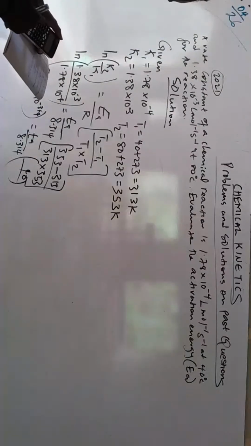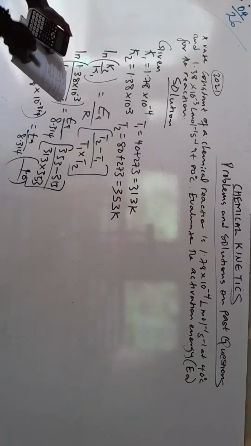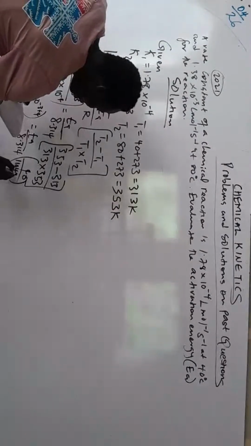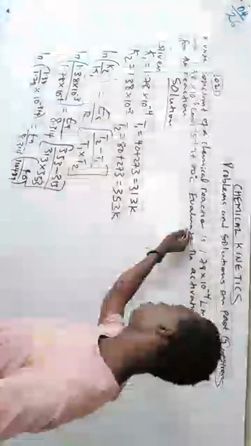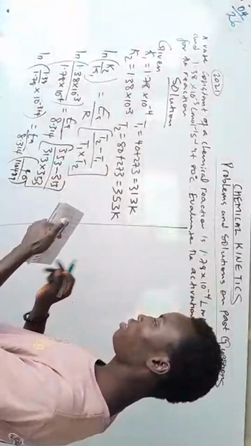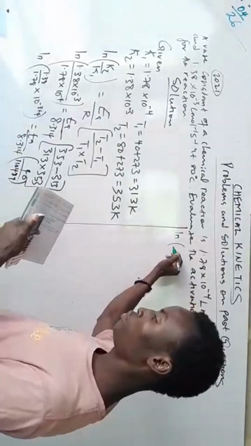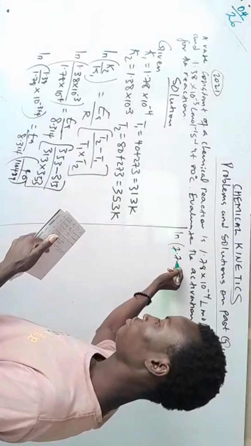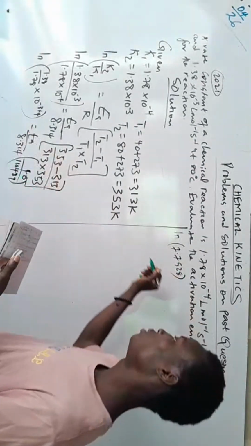313 times 353 will give you a total of 110489. Okay, so bring what you have here to what you have there. After solving everything, we are going to have ln into bracket 7.7528. That is what everything here will give you.